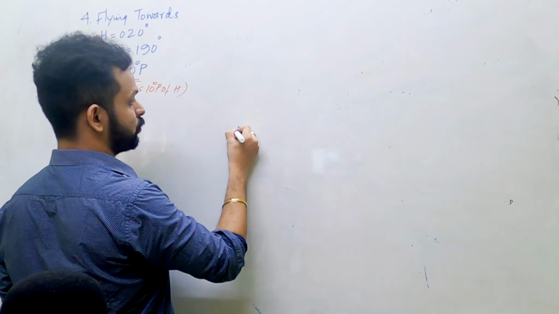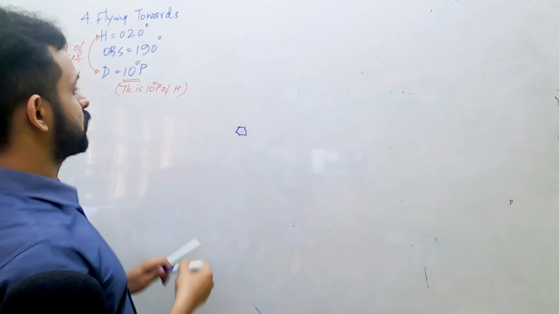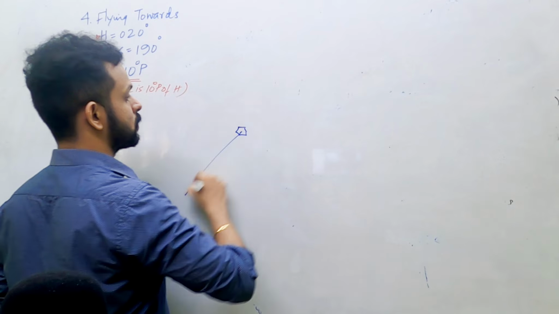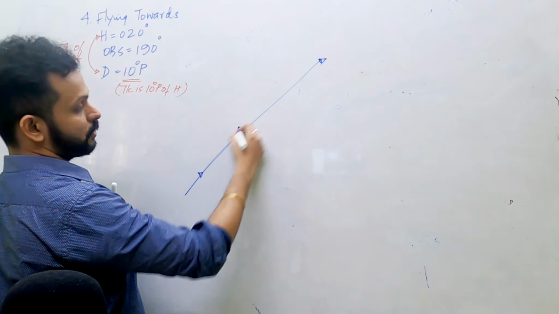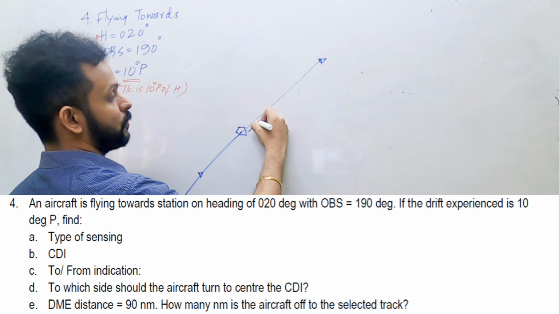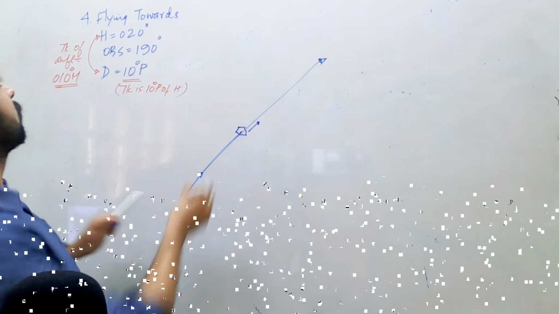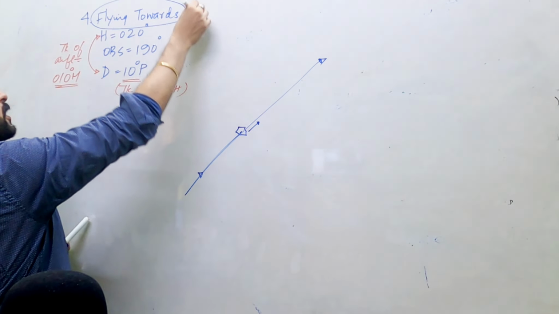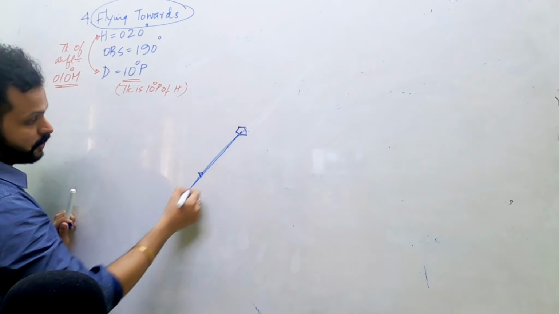Alright, so let's draw the VOR here, and let's draw a track of 10 degrees. The track of 10 degrees is somewhat like this. This is a track of 10 degrees towards the station, and this is a track of 10 degrees away from the station. What is the aircraft doing? The aircraft is flying towards, so the aircraft will not be here, it has to be here. This is the track of the aircraft.